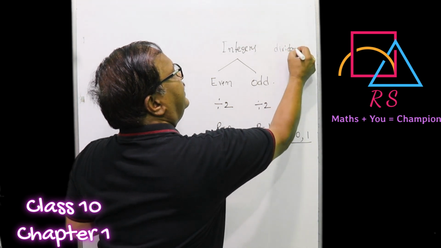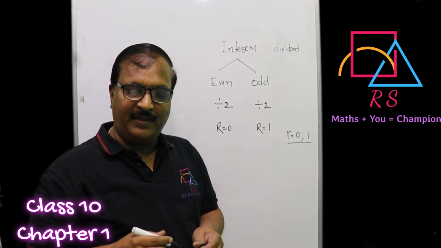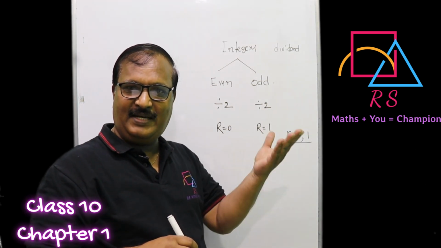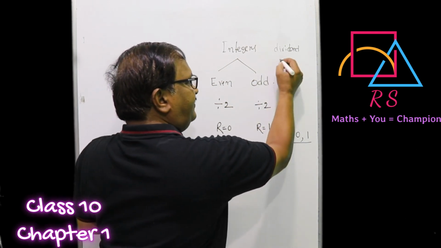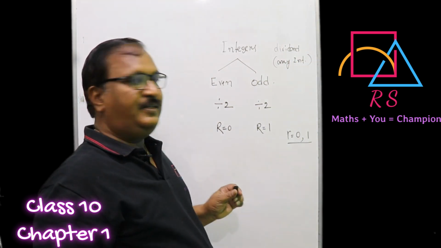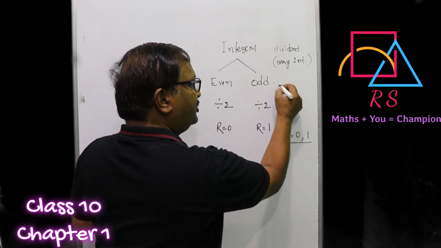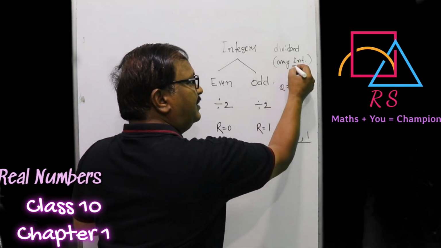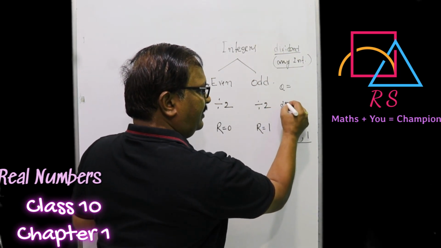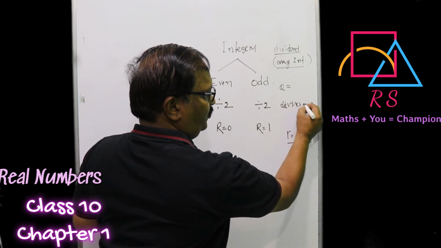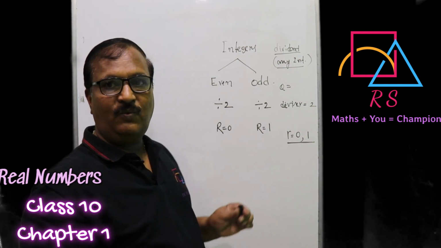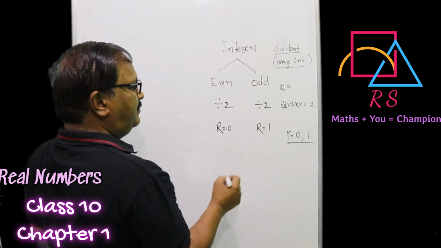In Euclid division lemma, there is a dividend, a divisor, a quotient and a remainder. So what is the dividend? Any positive integer. What is the quotient? The quotient can be anything, because it depends on the dividend. Then what is the divisor? The divisor is 2, because we are dividing by 2. Then what are the remainder possibilities? 0 and 1.